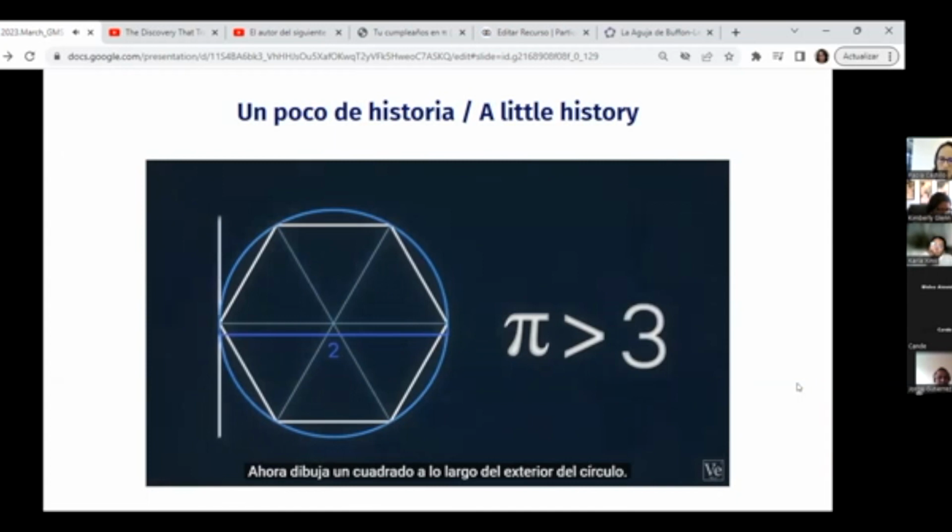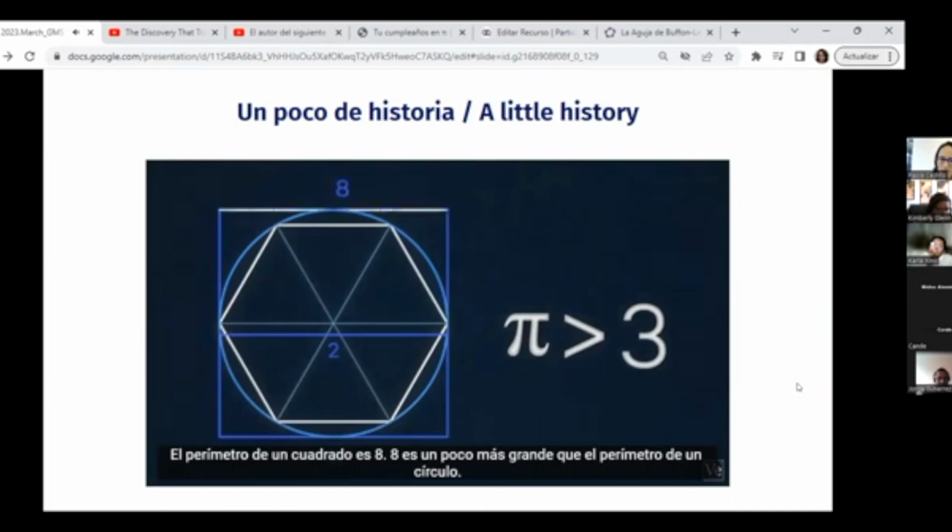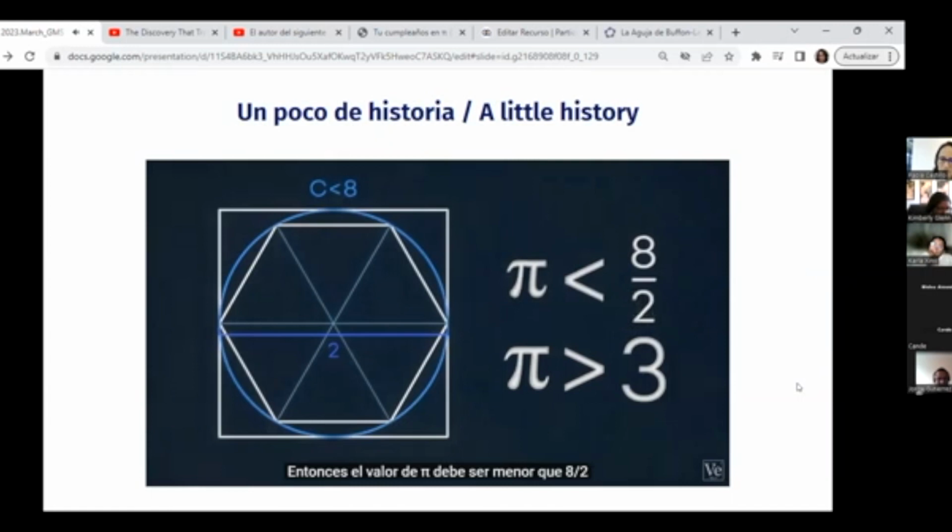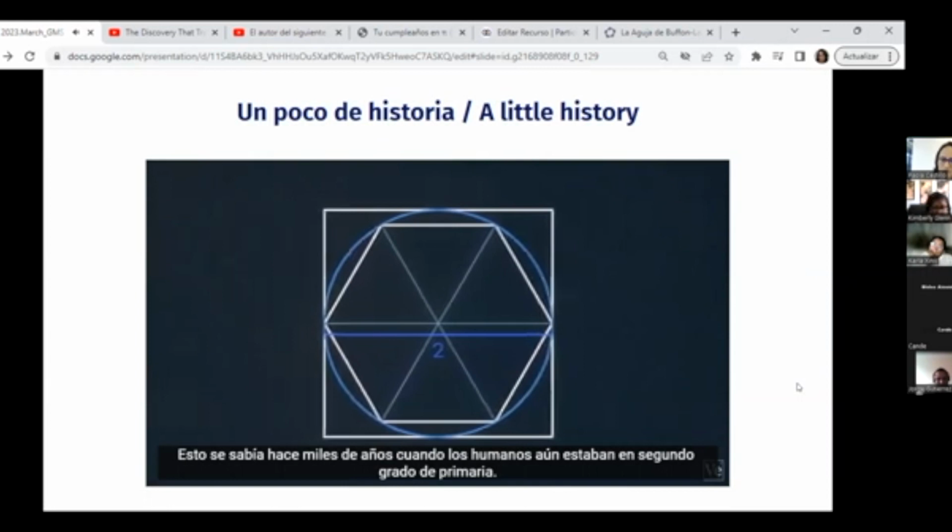Now draw a square around the circle. The perimeter of the square is 8, which is bigger than the circle's circumference, so pi must be less than 8 over 2, so pi is less than 4. This was actually known for thousands of years, and then in 250 BC, Archimedes improved on the method.